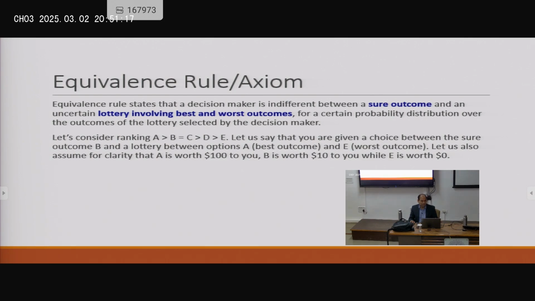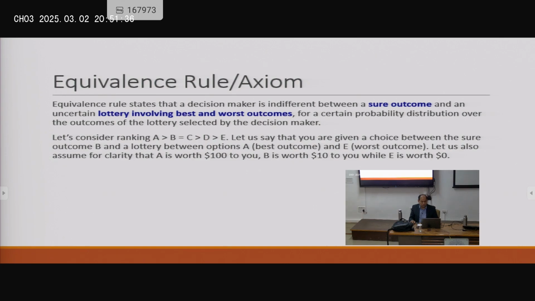Okay? So it's important to distinguish that the order rule by definition leads to this, right? If you have a bunch of outcomes, and you can rank them, obviously there has to be one or multiple that are the best, and one or multiple that are the worst.